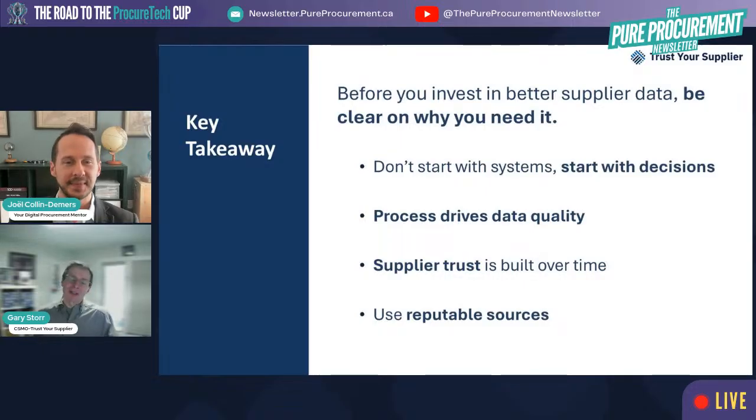Most of all, be clear why you need it. The why is very important. Start with the outcome. What am I doing this for? What does the outcome look like? Process drives the quality. You can't buy data quality. You have to have a process about why you're doing it and how you're doing it. Trust, I've hit 100 times here, so I think you get the point. And trust starts with having something reputable in terms of a data source.